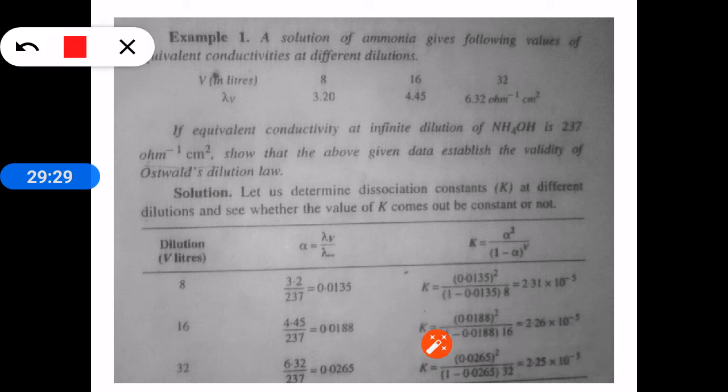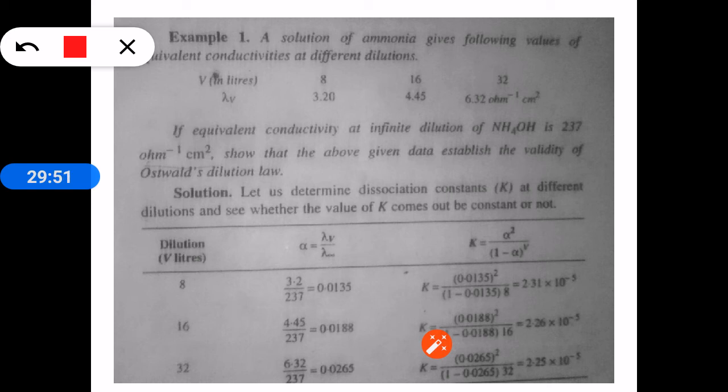Now let us see the application of Ostwald's theory, the Ostwald dilution law. Ostwald dilution law is found to be applicable only for dilute solutions. So we call it the Ostwald dilution law, and it is applicable only for weak electrolytes. Let us see one of the applications of Ostwald dilution law.